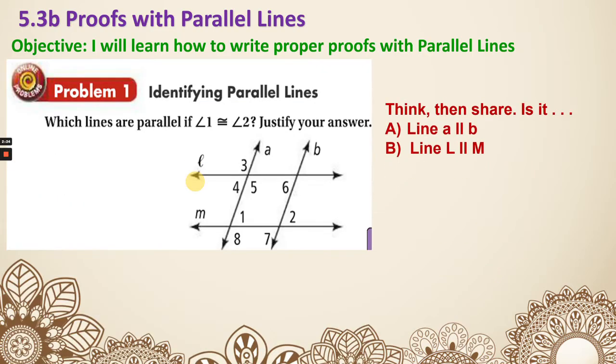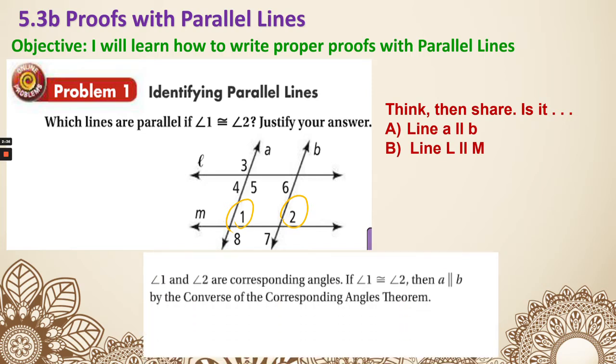Before I move on, let's make sure we know how to identify our parallel lines. First question, which lines are parallel if 1 and 2 are congruent? The answer should be A and B, because if you look at it, 1 and 2 are touching A and B. As for L and M, L has nothing to do with angle 1 or 2. And for 1 and 2, it is because of the converse of the corresponding angle theorem. These two are corresponding angles.